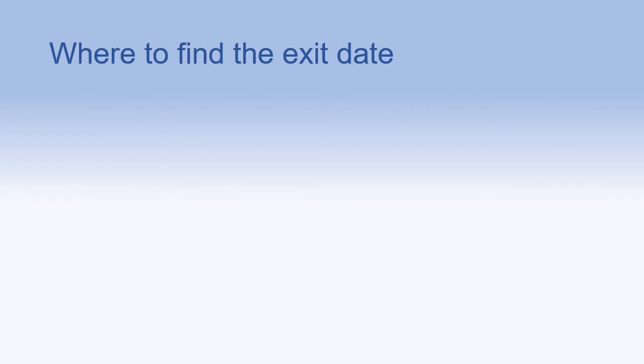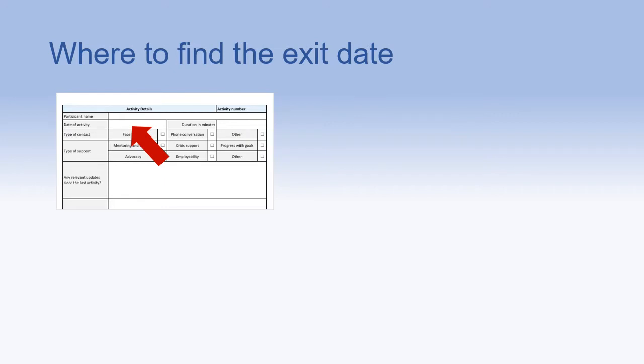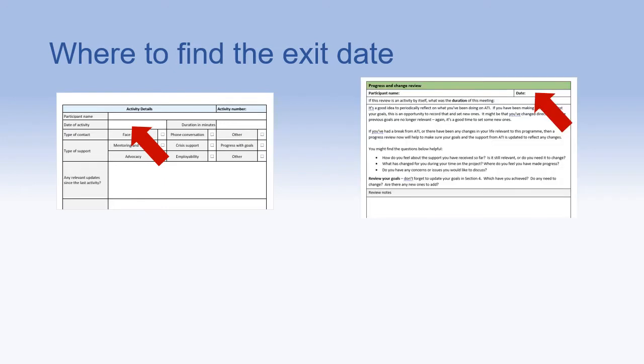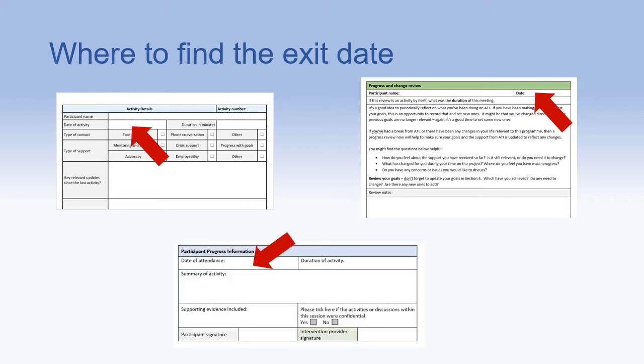So where will you find this exit date then? It could be the very last activity record, or maybe the last activity was a progress review. Perhaps it was the final session of an intervention. Depending on which of these forms documents that very last activity, this is where you will find the exit date to put on the front of the Annex J.